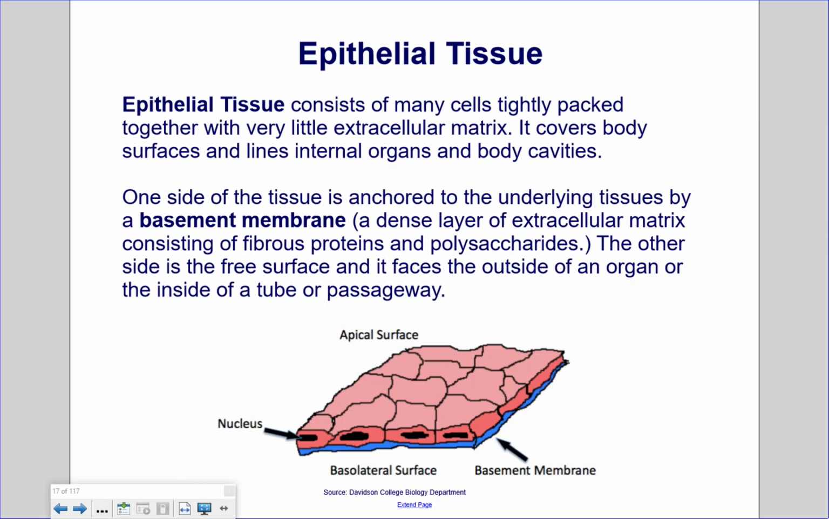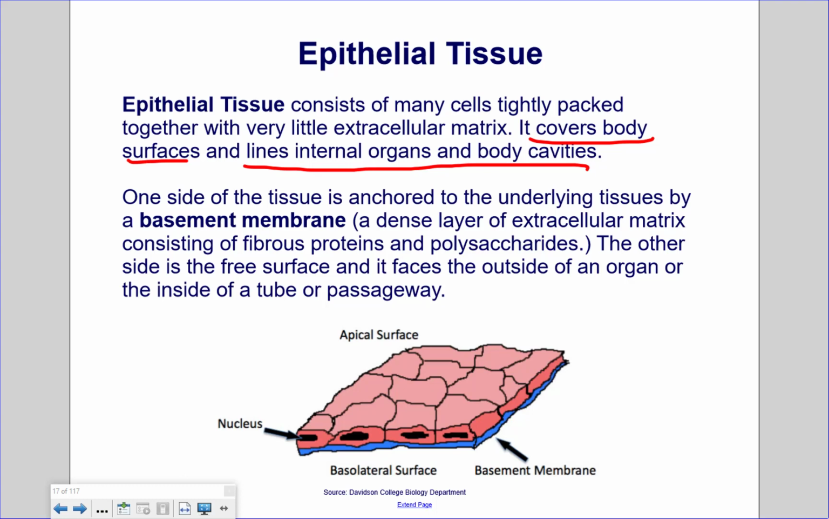Epithelial tissue. Epithelial tissue consists of many cells tightly packed together with very little extracellular matrix. It covers body surfaces and lines internal organs and body cavities. One side of the tissue is anchored to the underlying tissues by a basement membrane. That is a dense layer of extracellular matrix consisting of fibrous proteins and polysaccharides.